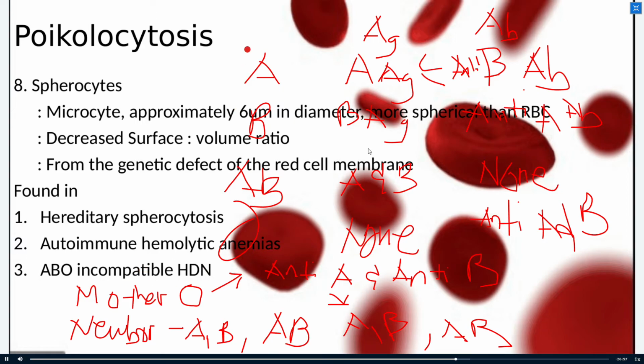So class, tingnan nyo if your mother, ask nyo yung mother nyo if siya ay blood type O, tapos yung father nyo should be blood type B or blood type A. So be careful sa ganun ha. Kasi ABO incompatible HDN would happen.